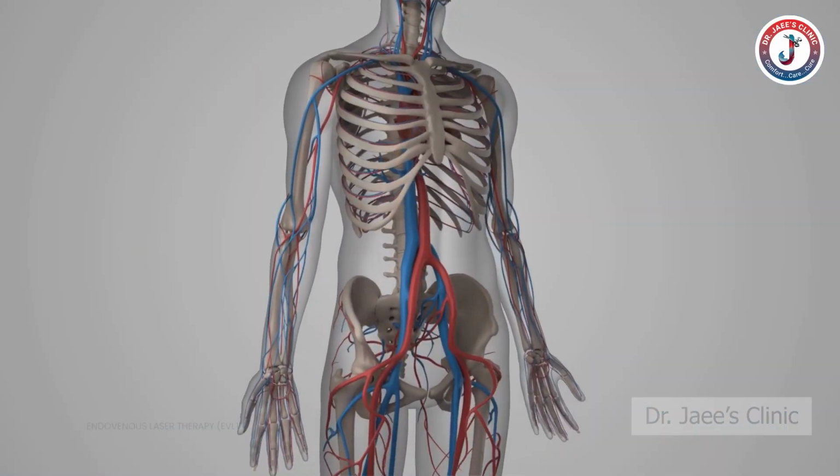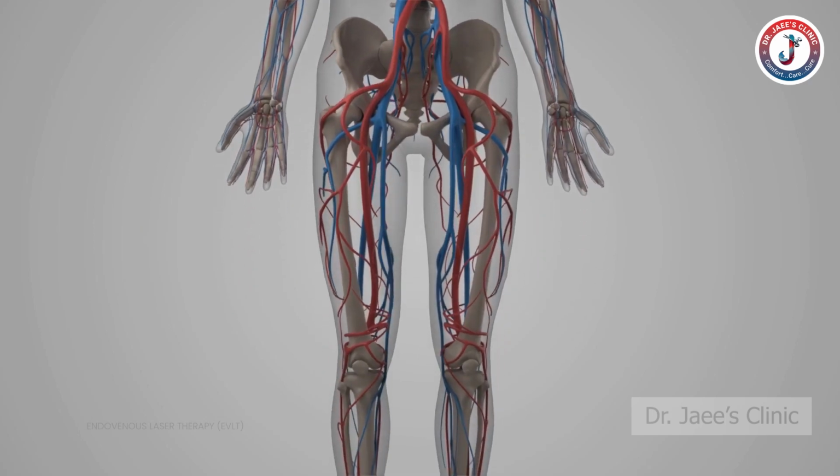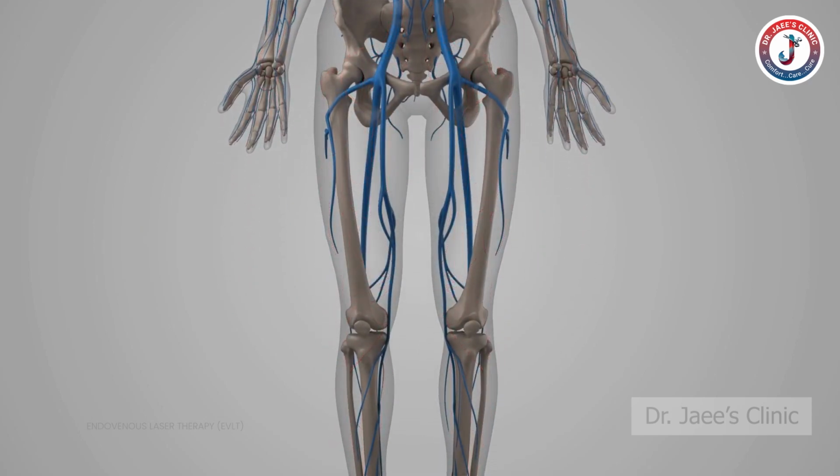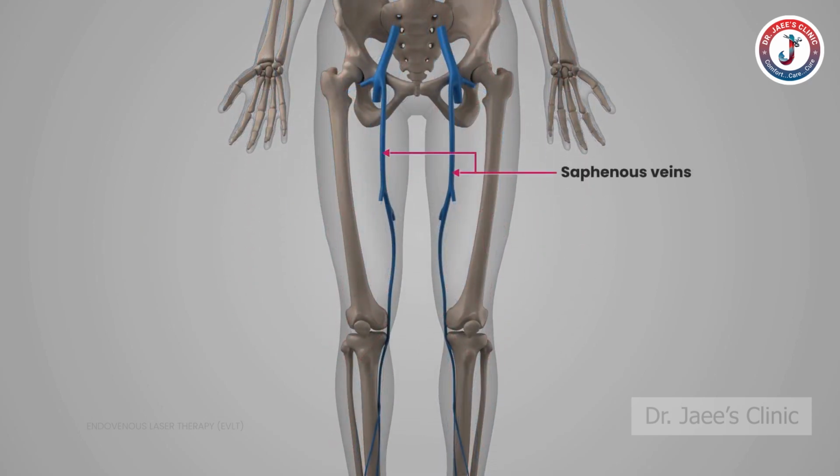Endovenous laser therapy, EVLT, of the saphenous vein, also referred to as endovenous laser ablation, is a minimally invasive, image-guided procedure to treat a varicose saphenous vein in the leg, which is usually the main superficial vein associated with varicose veins.